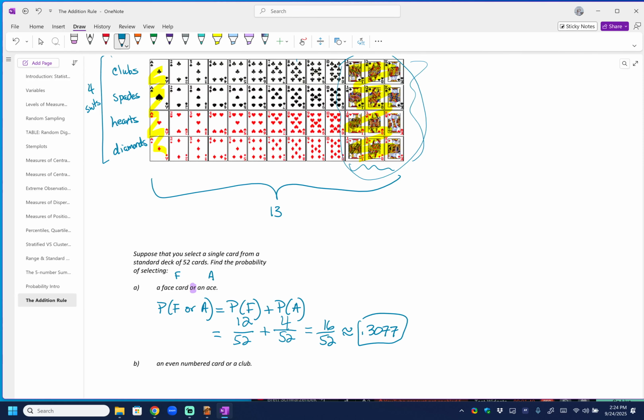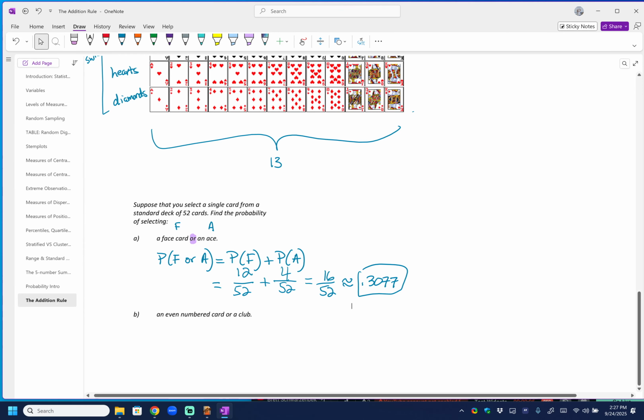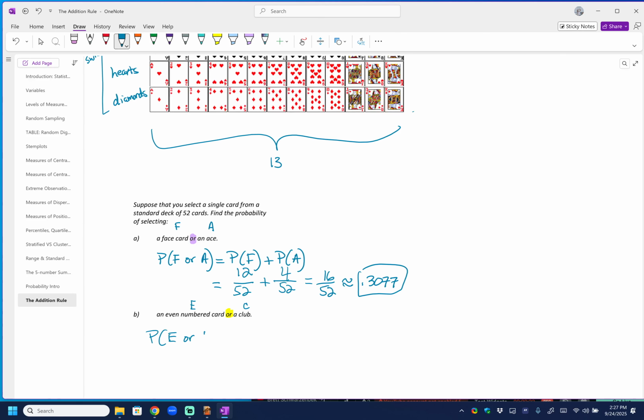Okay, and lastly here, it says probability that we select an even numbered card or a club. So again, there's your or right there. We can jump right into it. We can name this E for even and C for club. So we're looking for the probability of E or C. The question is, are there any even numbered clubs? Clearly there are. There's a lot of clubs, odd and even, so that means this is going to be a joint set of events. We need the bigger addition rule. So we're going to take the sum of the two events, but then we're going to have to subtract out the overlap of them.